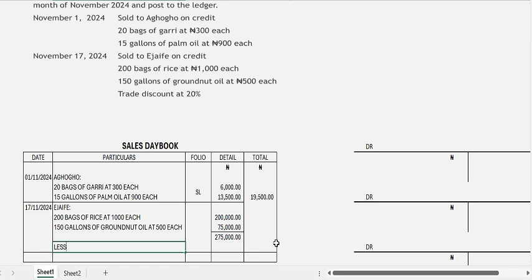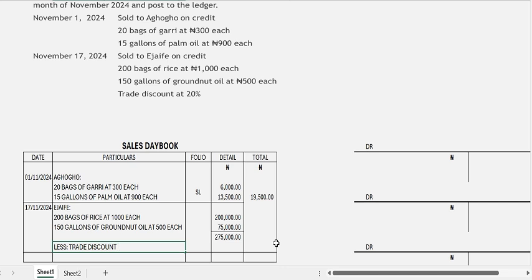Say less discount on the trade discount. Please note the life cycle of the trade discount ends in the daybook. The life cycle of trade discount ends in the daybook.